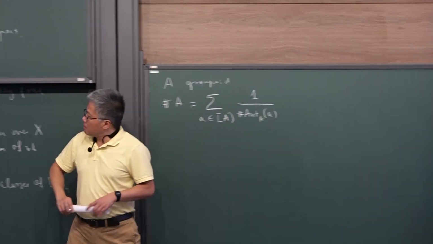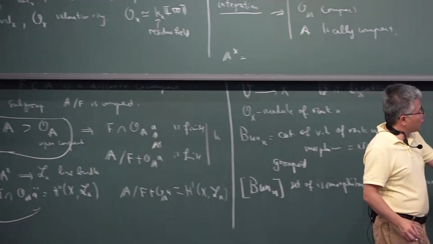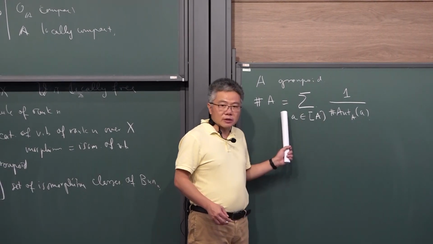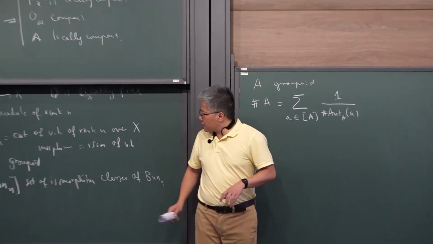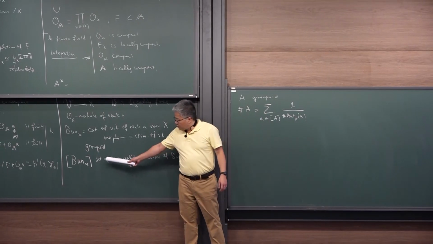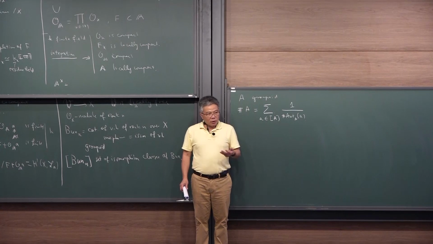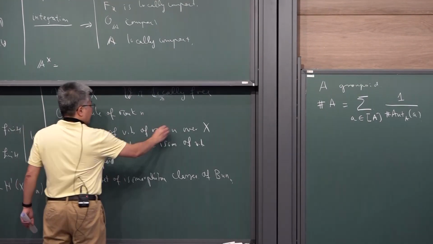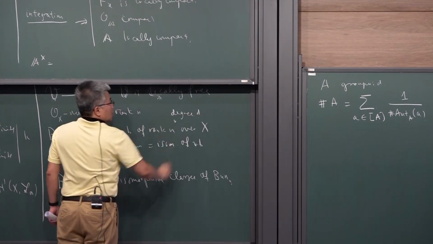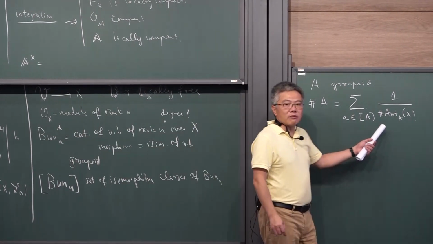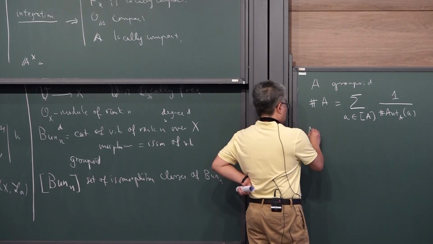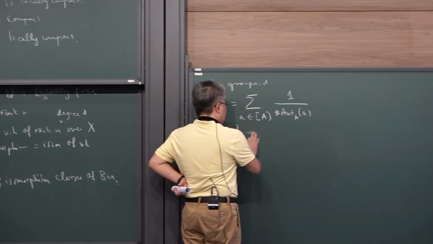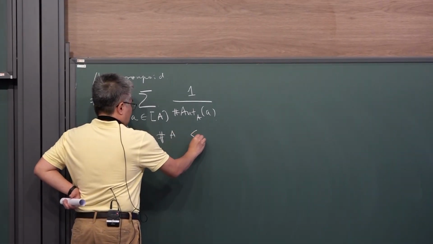The automorphism group is only a finite group, but it can be very large. So this set is infinite. But for example, when you take vector bundles of a given degree, the bundles of rank n and degree d, then this infinite sum converges. So the mass of Bun_{n,d} is a convergent series.